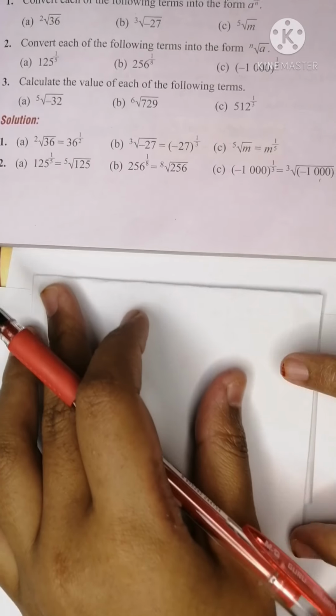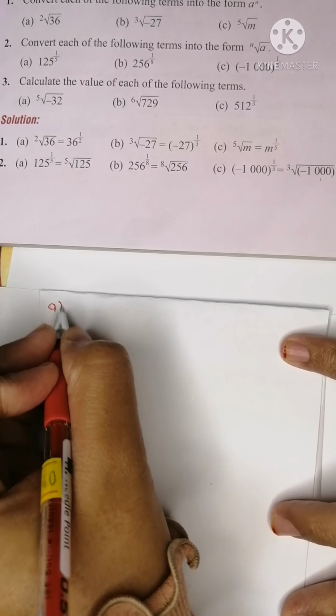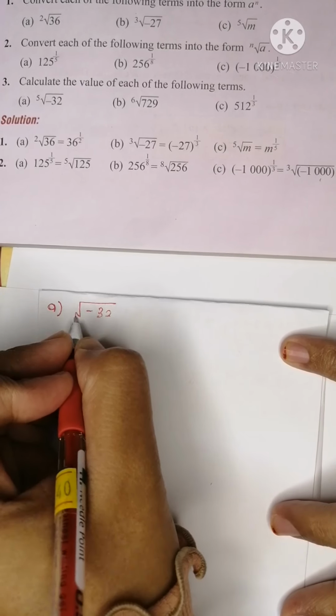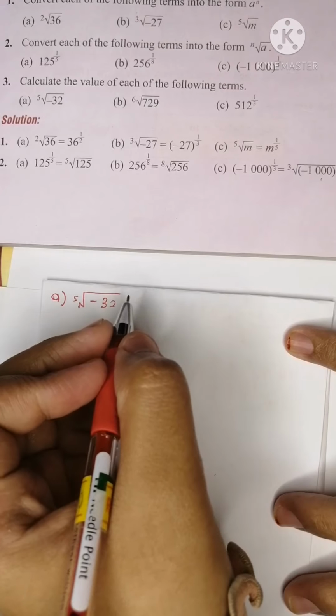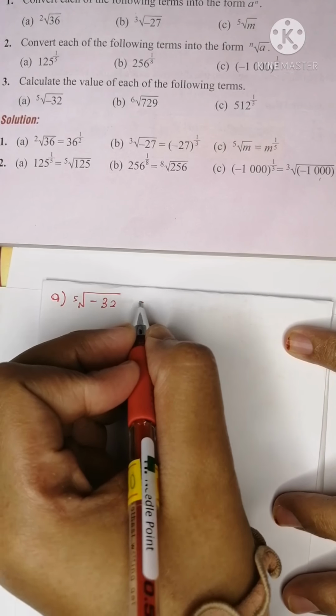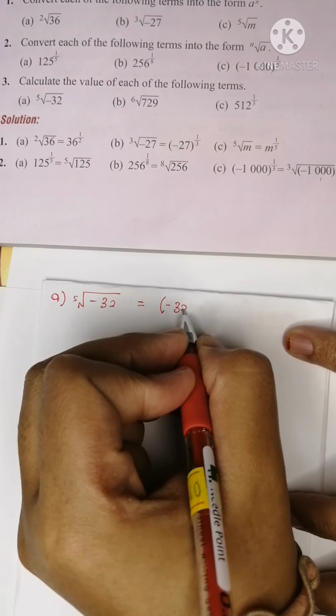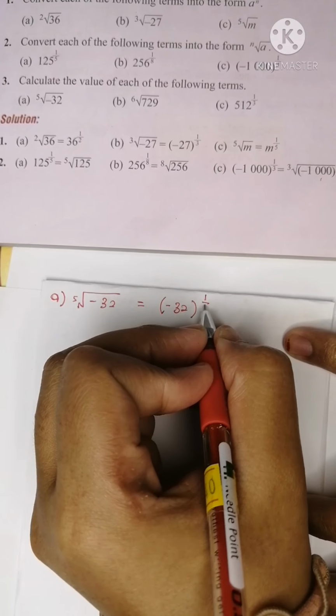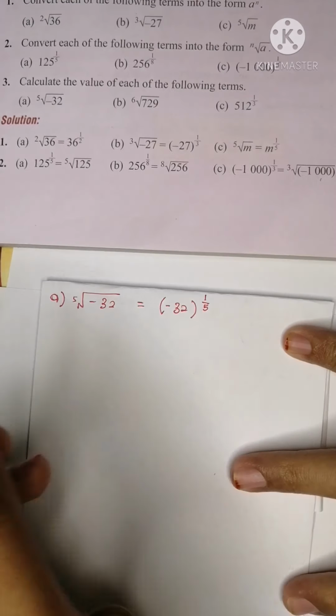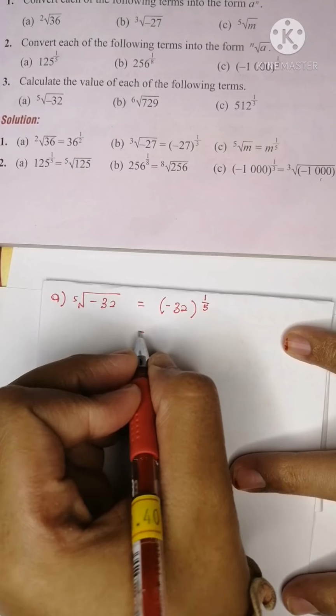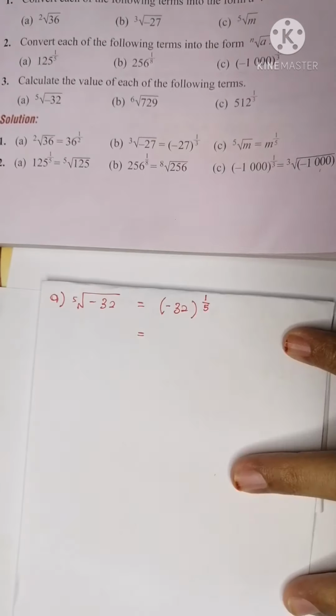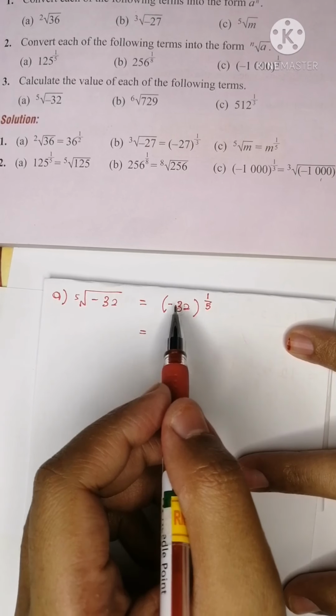So how do you want to calculate? Look at here carefully. A, negative 32 to the power of 1 over 5. The first thing that you need to do is convert into the law of indices that you have learned just now. After you got this one, what should you do? You need to solve this one, negative 32.